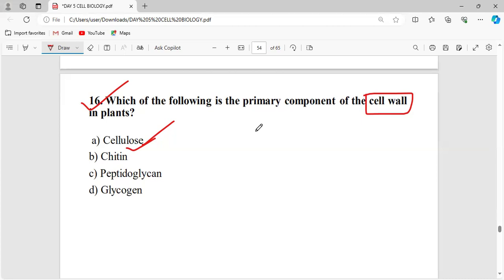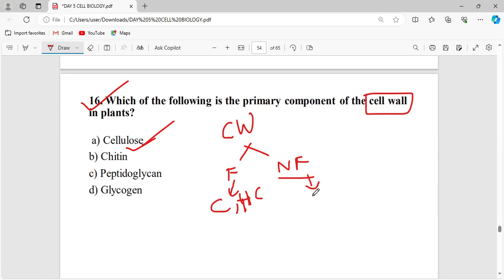Okay, and what is their composition? Generally, the cell wall is made up of two portions. One is a fibrous portion and another one is a non-fibrous portion. In the fibrous portion, it is made up of cellulose, hemicellulose, microfibrils. And in the non-fibrous portion, it is made up of glycoprotein and pectin. Okay, these are the proteins and carbohydrates which make up the non-fibrous portion of the cell wall.